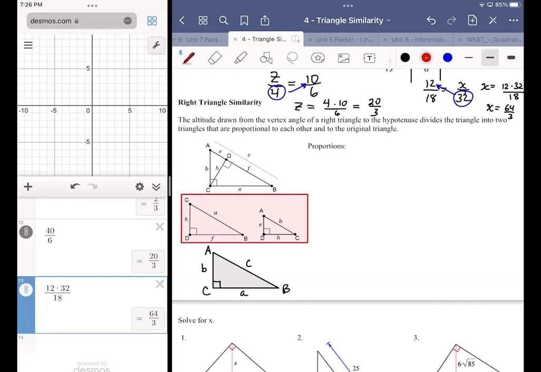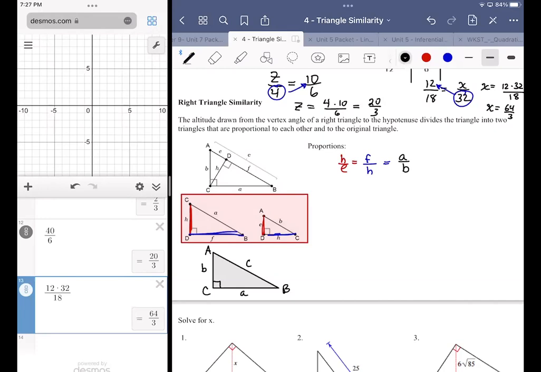I can say H over E is equal to, so I got H over E, so this side to this side, is equal to F over H, which would be equal to A over B. That looks pretty terrible, so I'm going to erase it. So all of those ratios would be equivalent to one another.